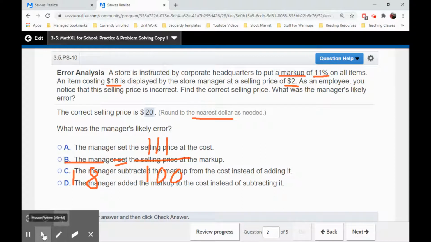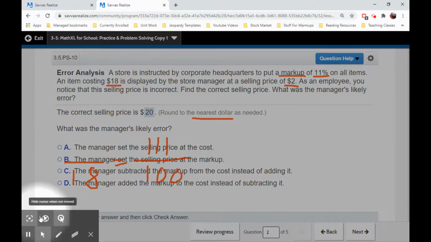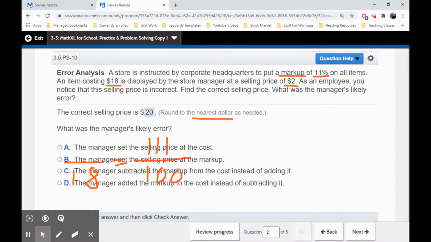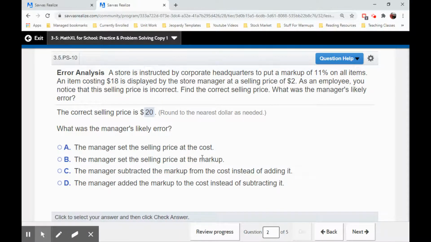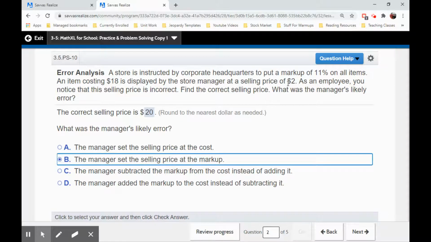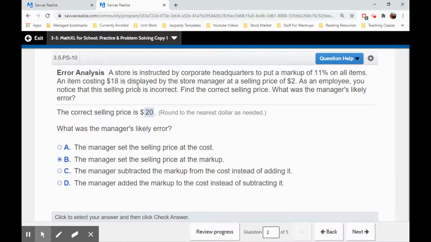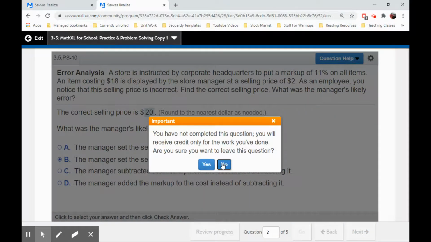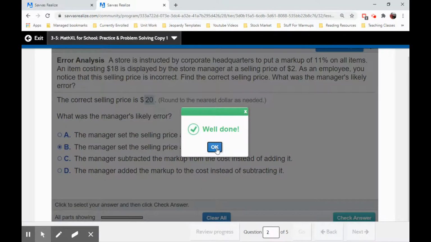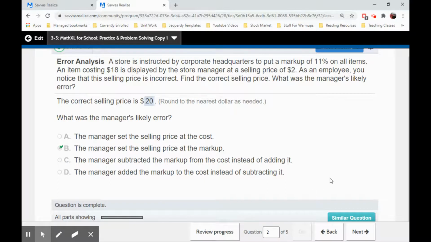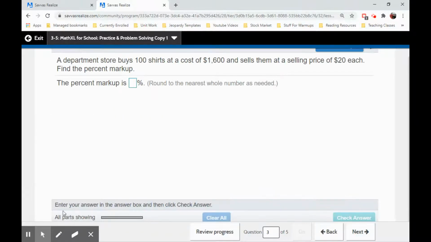Okay, now you'll notice that when we solved it, this was $20. You notice it's been marked up $2. They had it sold for $2. So most likely the error is that the manager set the selling price at the markup price. You'll notice he sold it for $2. Well, he should have added $2 to the original cost. Okay, we'll go ahead and check that. And that is the case. Okay. All right, number 3.